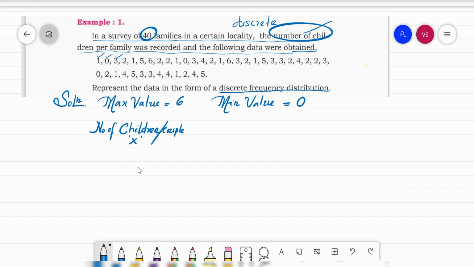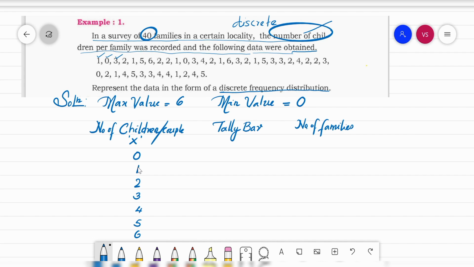So what are the values taken by the variable? It is 0, 1, 2, 3, 4, 5, 6. Is it right? The next column would be the tally bar, students. Based on that we can write it. And the next column would be number of families.